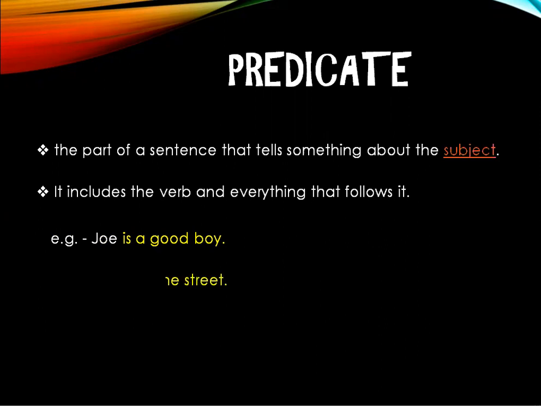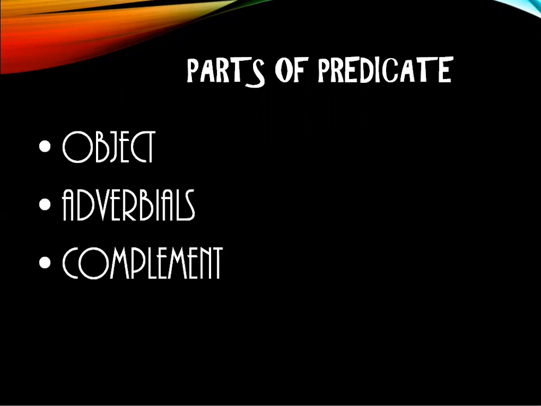Let's see the next example. Kelly walked down the street. Who is walking down the street? Kelly. So Kelly is subject. What about Kelly? She is walking down the street. So walked down the street is predicate. Furthermore, predicate is divided into three parts: object, adverbials, and complement. Let's discuss them in detail.